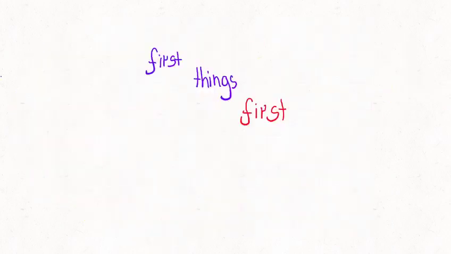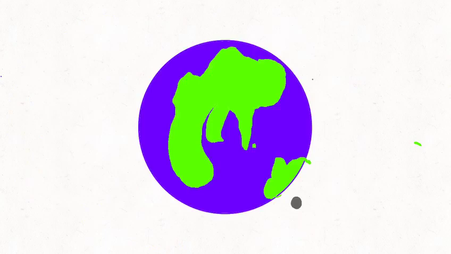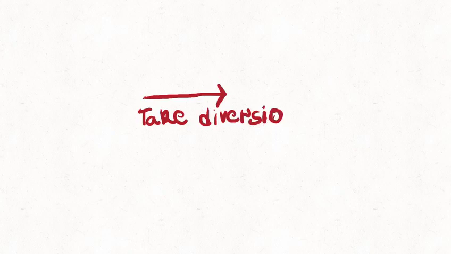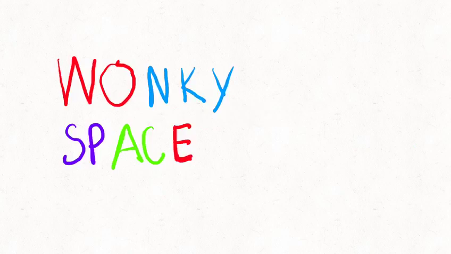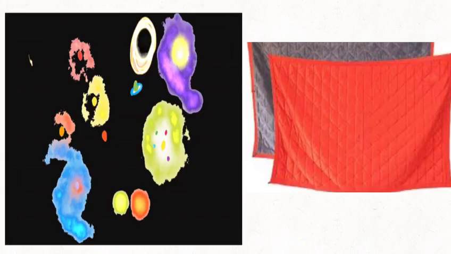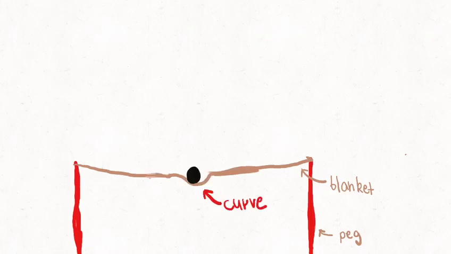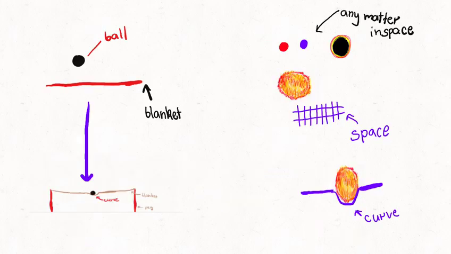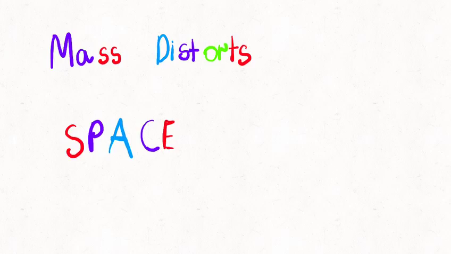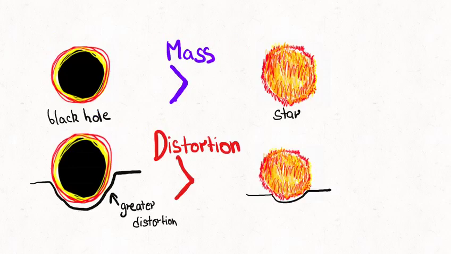But how? First things first. How do objects even orbit objects? For this, we need to take a little diversion. Wonky space. Space is like a blanket. Drop a ball on the blanket and a curve will form on the blanket. The same thing happens with planets or any other matter in space. They bend or distort space. The greater the mass, the greater the bend of space.